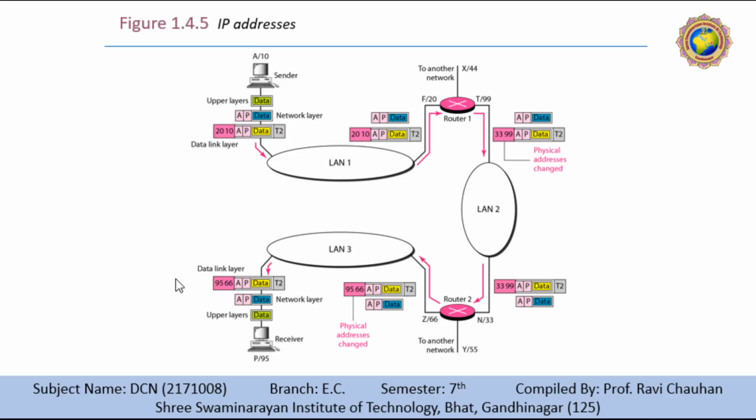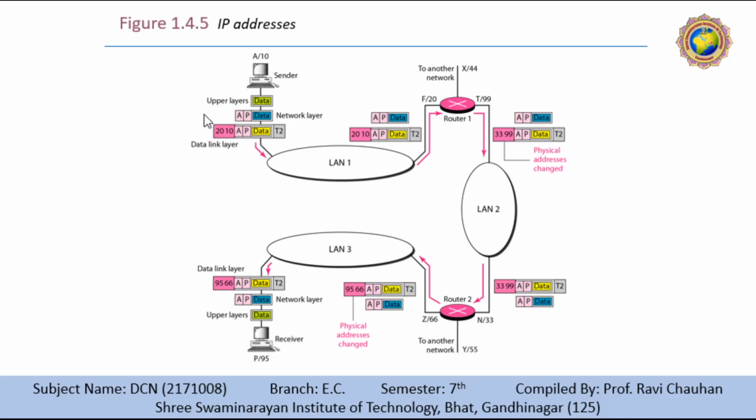The computer with the logical address A and the physical address 10, A/10, needs to send a packet to the computer with the logical address P and its physical address 95. We use letters to show the logical addresses and numbers for physical addresses, but note that both are actually numbers, as we will see later in the chapter. The sender encapsulates the data in a packet at the network layer and adds the 2 logical addresses A and P.